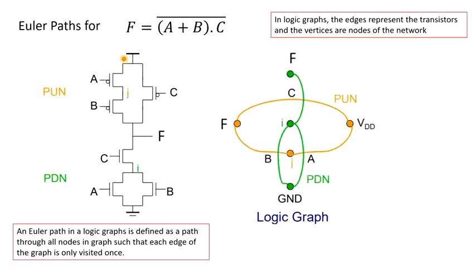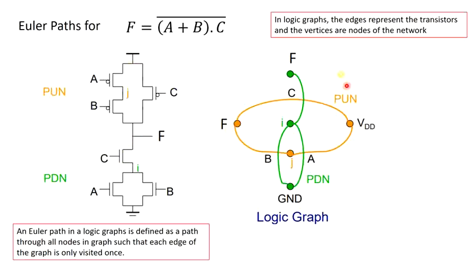For example, if we draw the logic graph for this particular circuit, it will look something like that. And here we have to draw the logic graph separately for the pull down network and the pull up network. As you can see here, this is the circuit representation of the pull down network, and this is the logic graph for the pull up network. So let's check that with F.